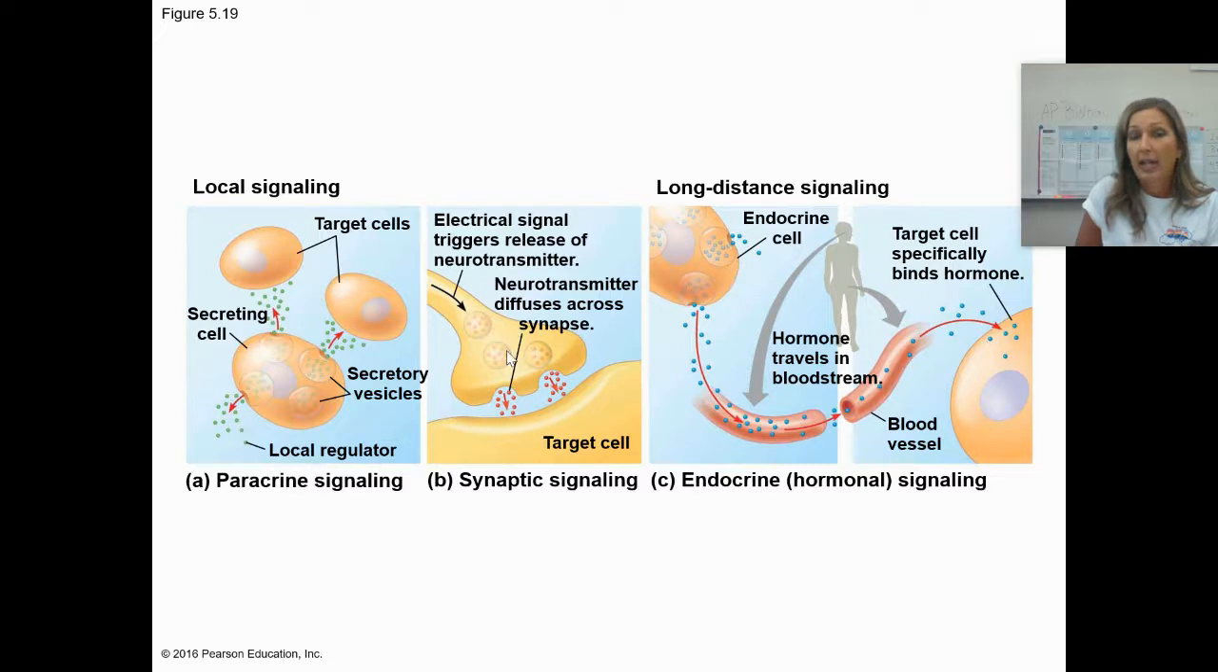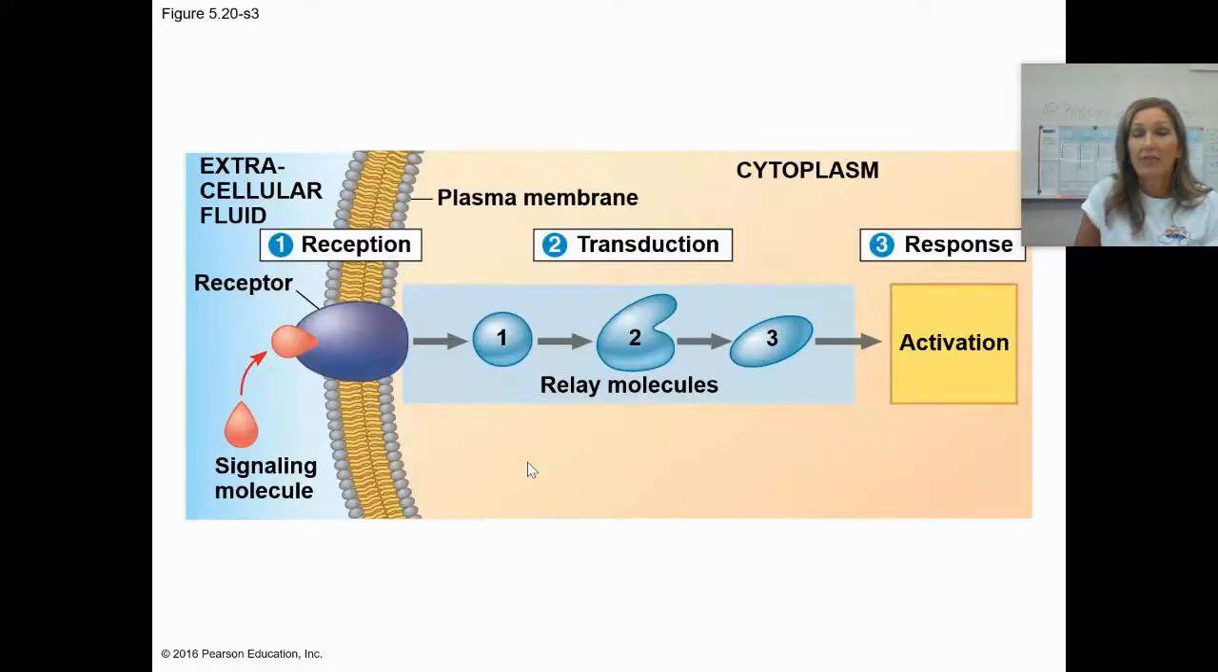I have my neurons, they signal target cells, or neurons communicate with other neurons. I also have hormones that travel through my bloodstream for long distance signaling in order to elicit responses in other cells. So for all of these, when we actually have signals and how cells communicate with each other, there are always three steps involved in cell signaling.